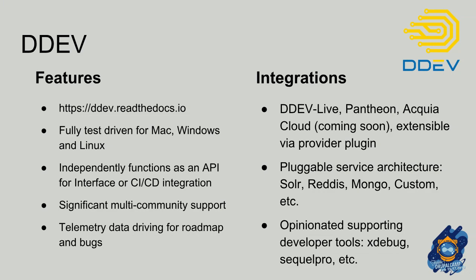Telemetry data driving the roadmap and bugs. So basically, we use telemetry data to drive our roadmap. I'm getting upwards of 14,000 commands being run through DDEV in a typical 24 to 48 hour period. And I'm able to see what commands people are running, what they're running more frequently than not, what's working for them, what's not working for them. I'm able to derive stack traces from instances where somebody tries something and it breaks.